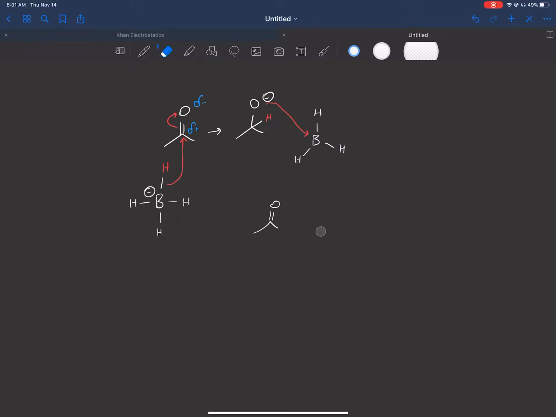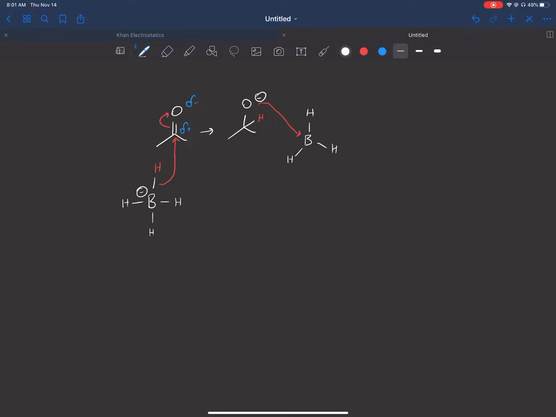Now, I don't think I've ever seen this asked straight up: draw the mechanism. But what I have seen is they will show you the overall reaction, let's say some ketone reacting with NaBH4 and the product, and it'll be a multiple choice, and they'll give you 6 intermediates and ask which one of these is not an intermediate, which you could only answer if you knew the mechanism.